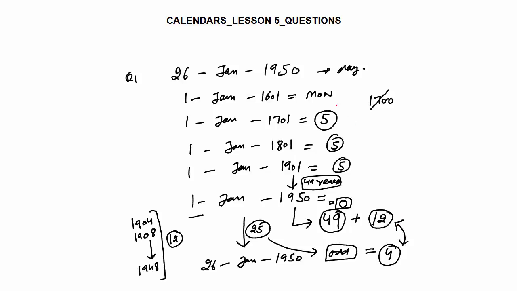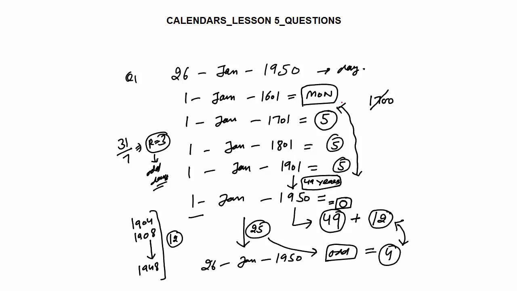16 and this is 5, 5, 5. 16 and 15, there are 31. If you divide 31 by 7, 7 4s are 28, the remainder is 3. So finally we have 3 odd days. And we know that 1st January 1601 was Monday.